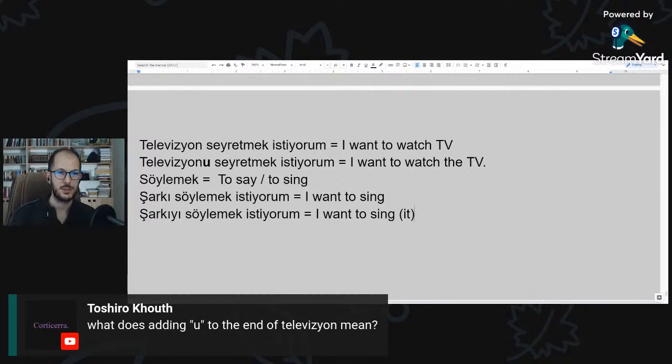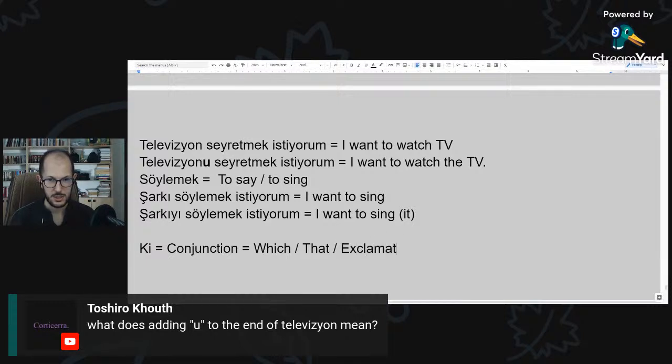You have to be careful with how many variations a suffix can have. Certain suffixes can sometimes have, for example, one variation. The Turkish ki, the conjunction. So this conjunction is a special conjunction. It can mean which, that, or like an exclamation. So I'm not going to show you this for now because this goes into intermediate level maybe.